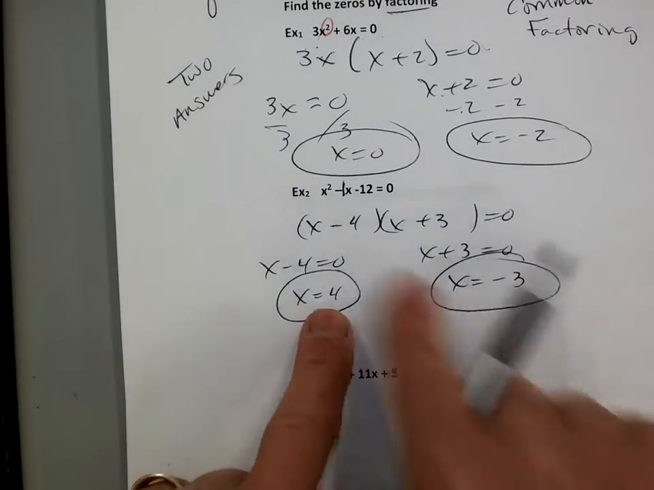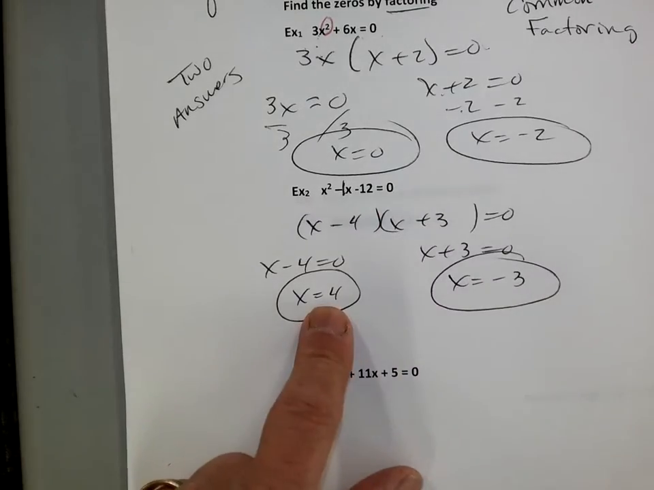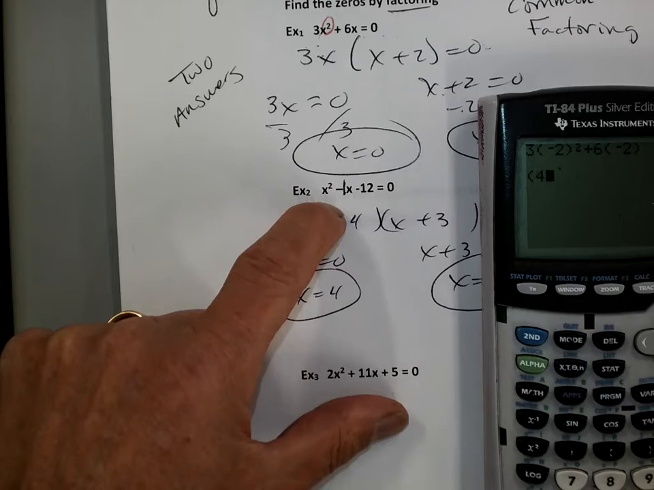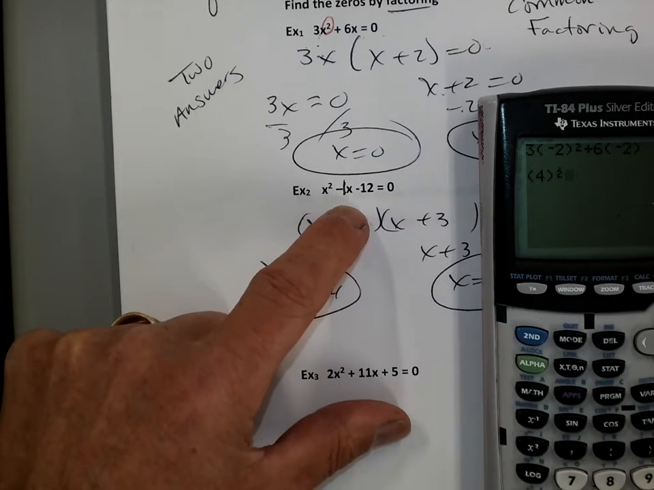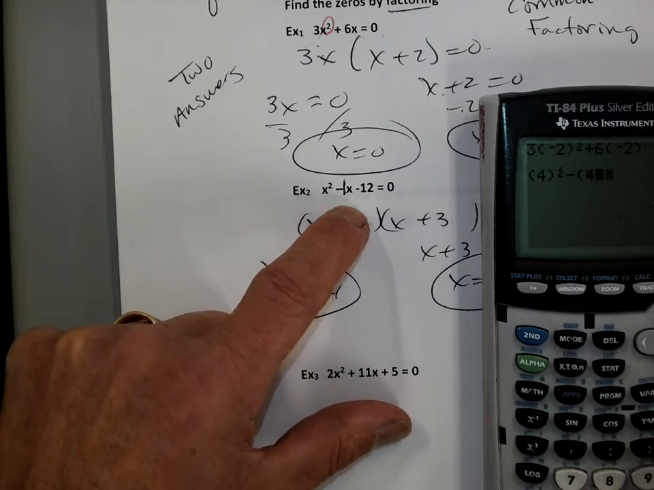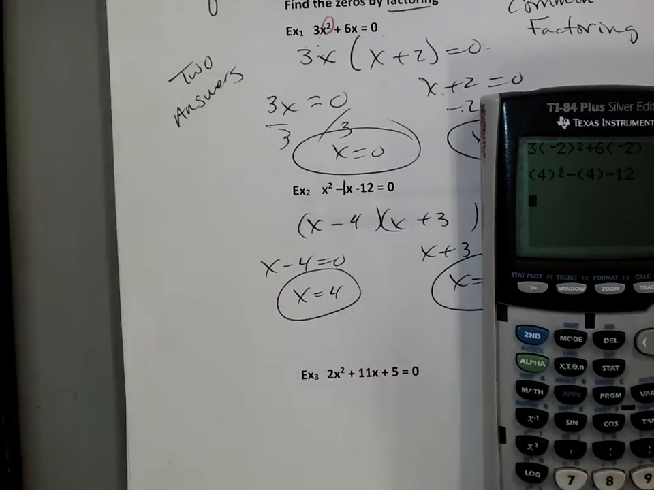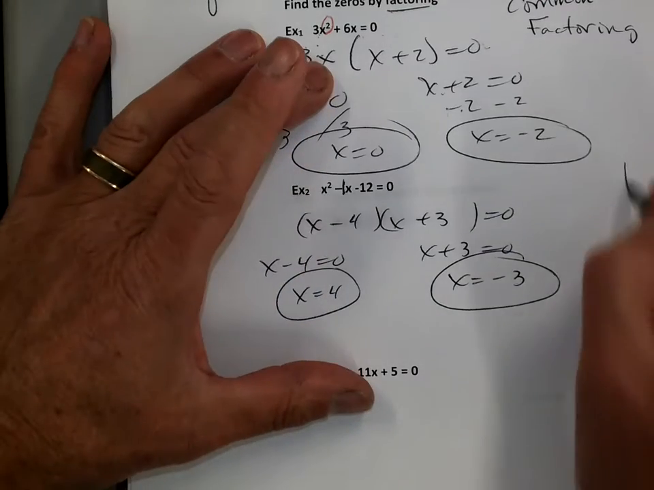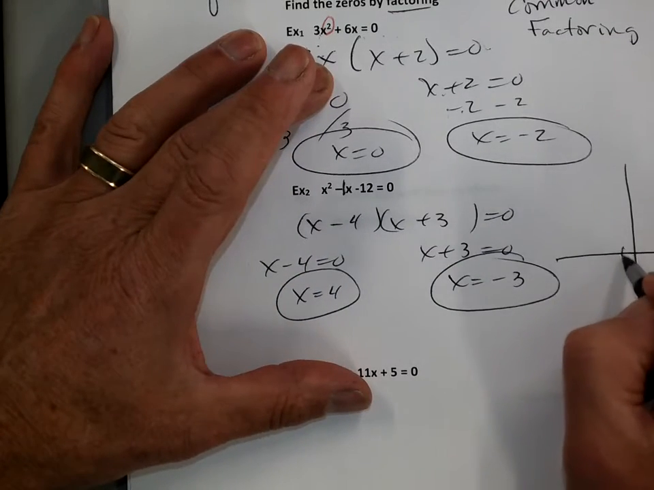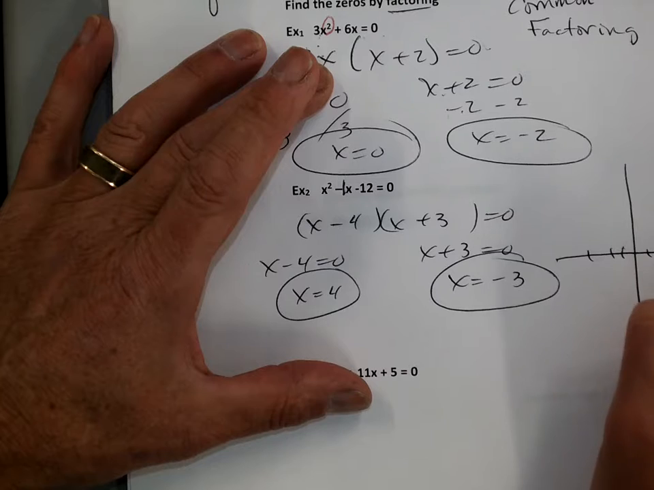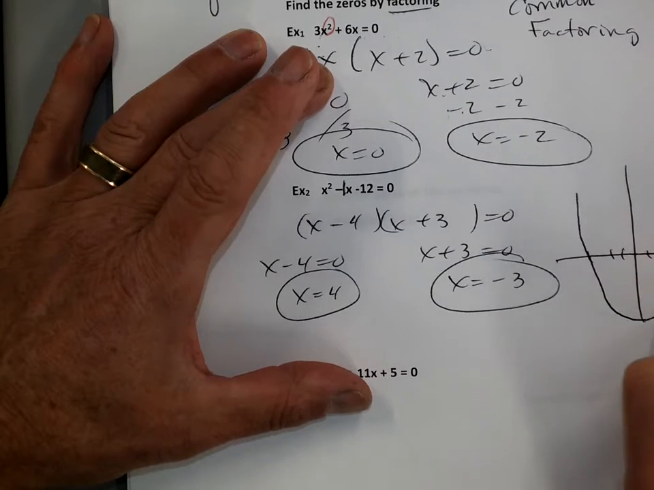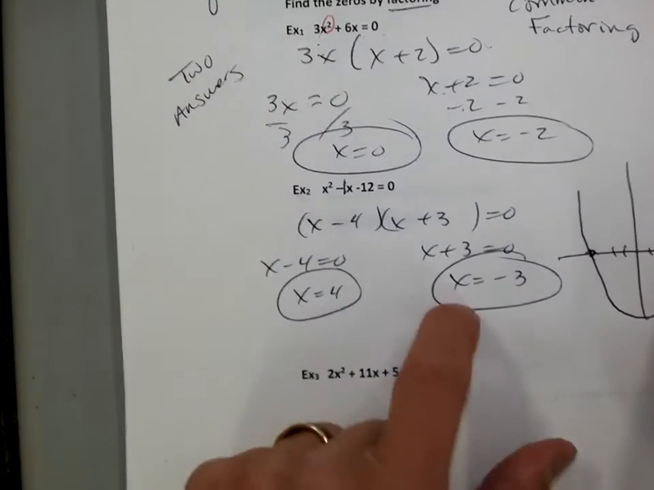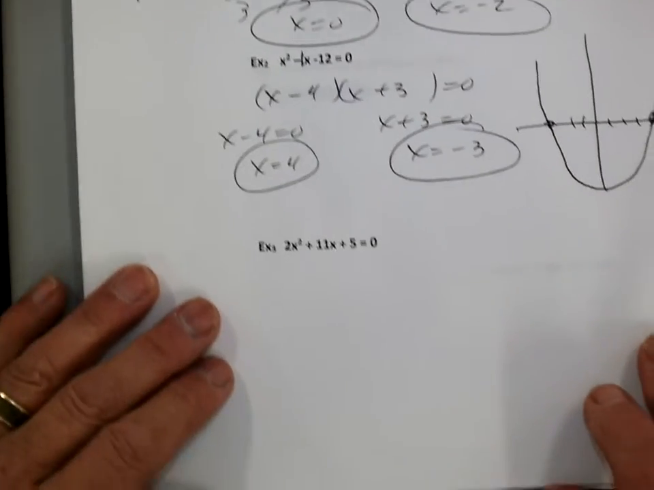And again, if you plug both these in, believe it or not, you'll get an answer of 0. Come on, I'll show you. Plug in the 4. 4 squared minus 4 minus 12. Boom, 0. What do you know? That's kind of what I expected. So the zeros are also x-intercepts. So if you were to graph this thing, it would look something like this, but it goes through at 4 and negative 3. Those are zeros.